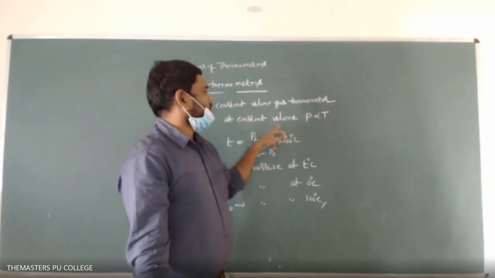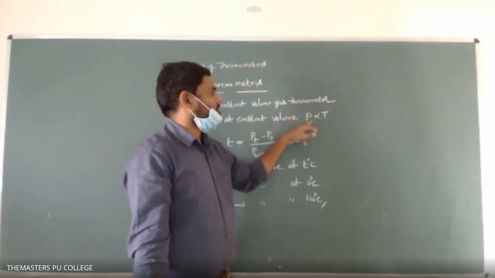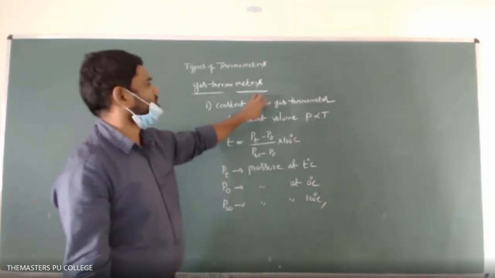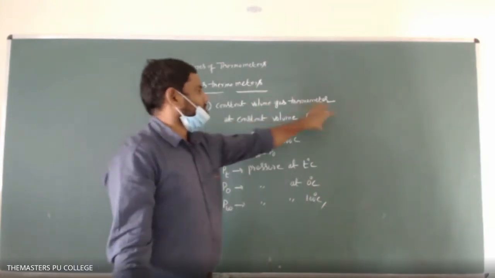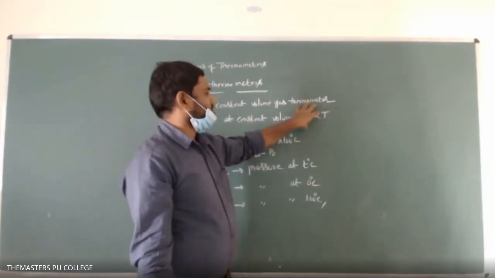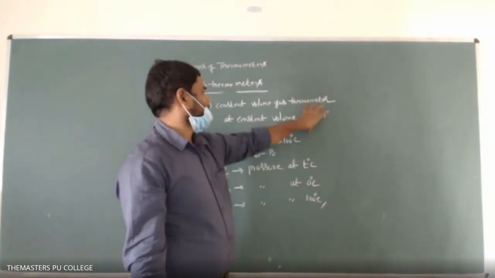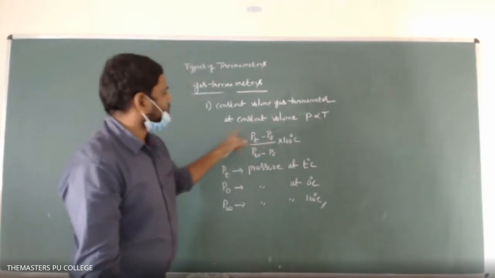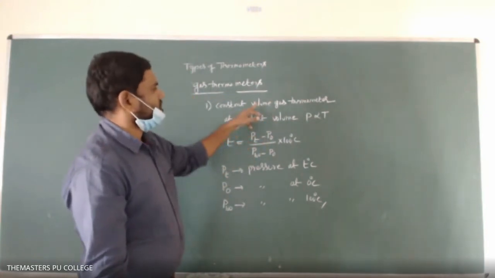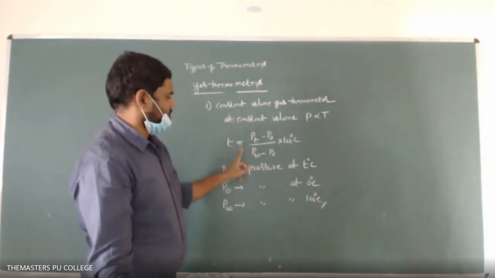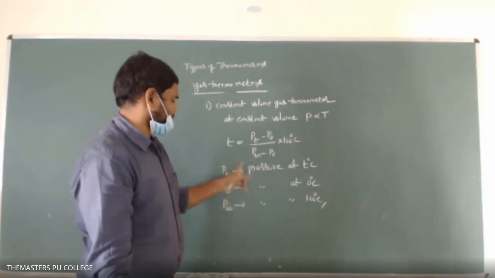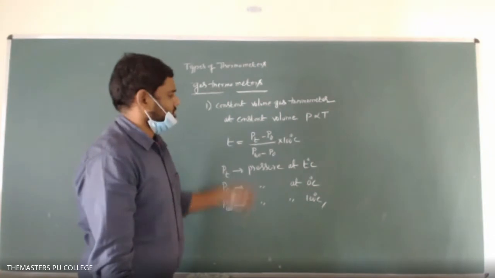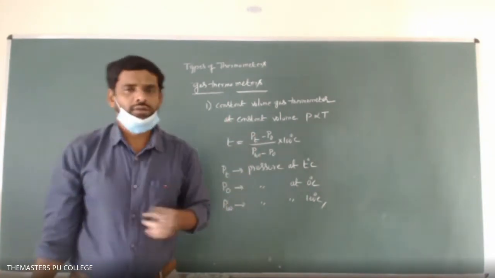At constant volume, the pressure of a given mass of gas is directly proportional to temperature. So if the volume of the gas is kept constant and the temperature is increased, the pressure of the gas also increases. On this basis, the constant volume gas thermometer will work. So how do we calculate the temperature by using this constant volume gas thermometer? This is the formula. What are PT, P0, and P100? Please note this down.